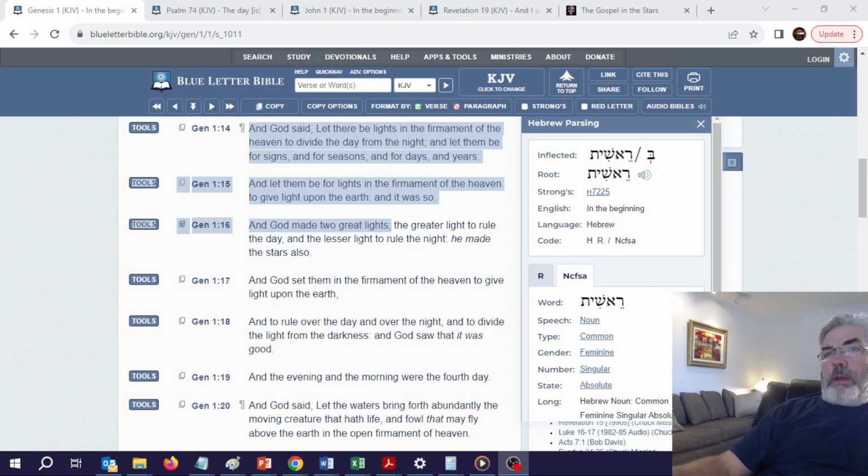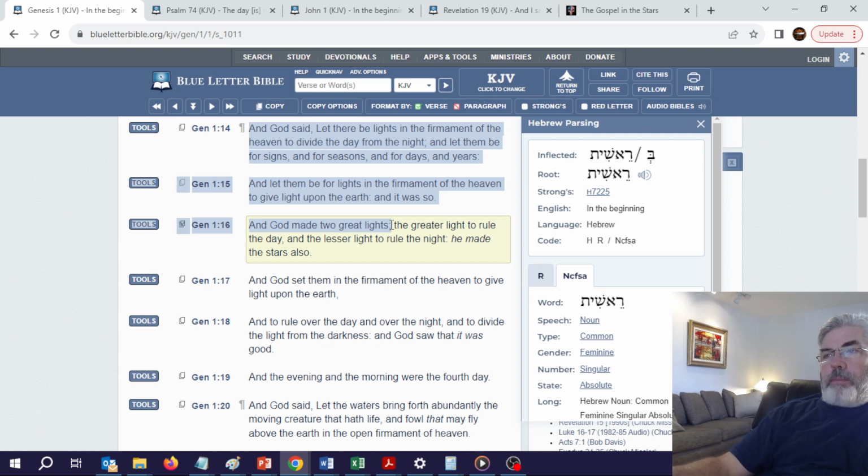So, again, we're talking about Genesis chapter 1, verses 14 through 19. And it reads, I'm going to read the first part here. And God said, let there be lights in the firmament of the heaven to divide the day from the night, and let them be for signs and for seasons and for days and years. And let them be for lights in the firmament of the heaven to give light upon the earth. And it was so. And God made the two great lights. So let's stop right there for a moment.